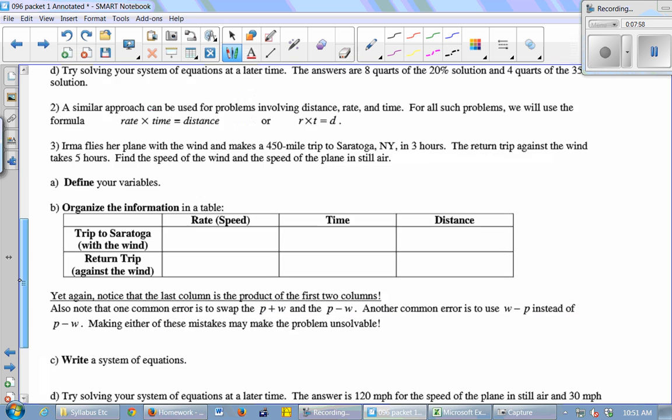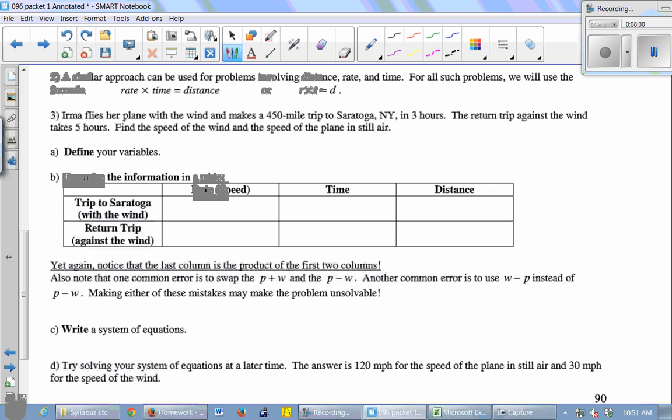Okay, so one more kind of problem. This is a travel problem. A similar approach can be used when we're solving problems that involve distance, rate or speed, and time. For all of these problems, we're going to use the formula rate times time equals distance, or RT = D.